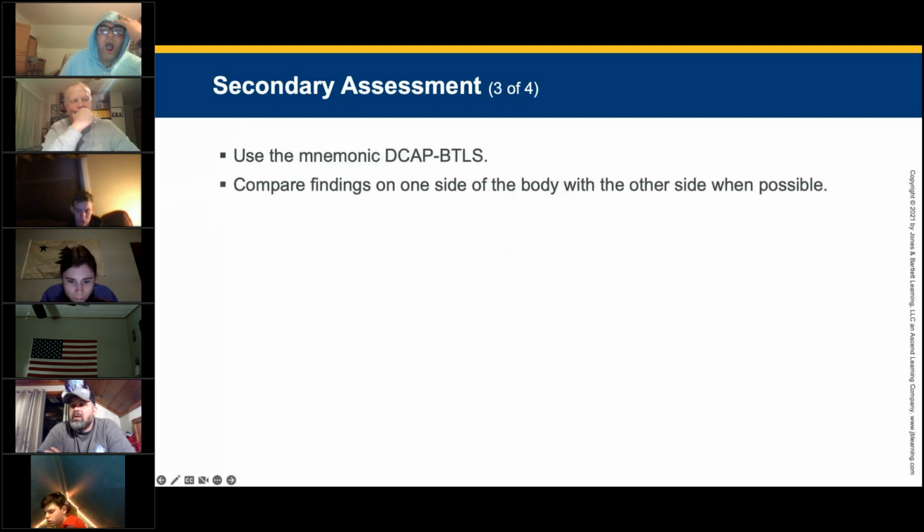Another mnemonic for you, DCAP BTLS. Deformities, contusions, abrasions, punctures.